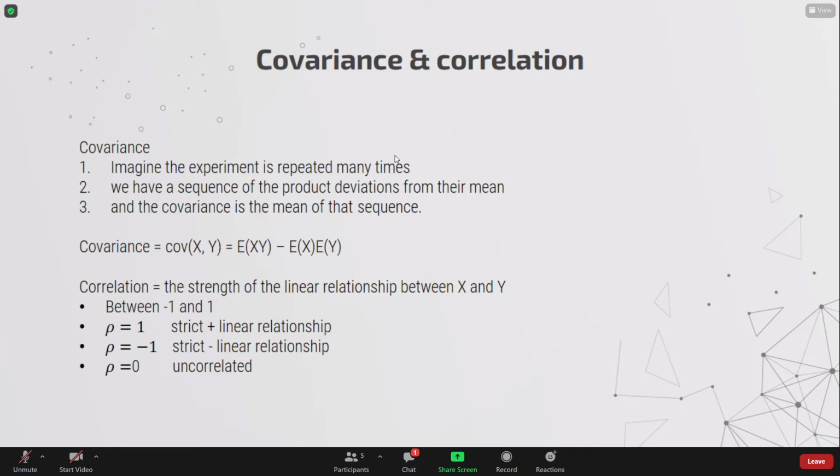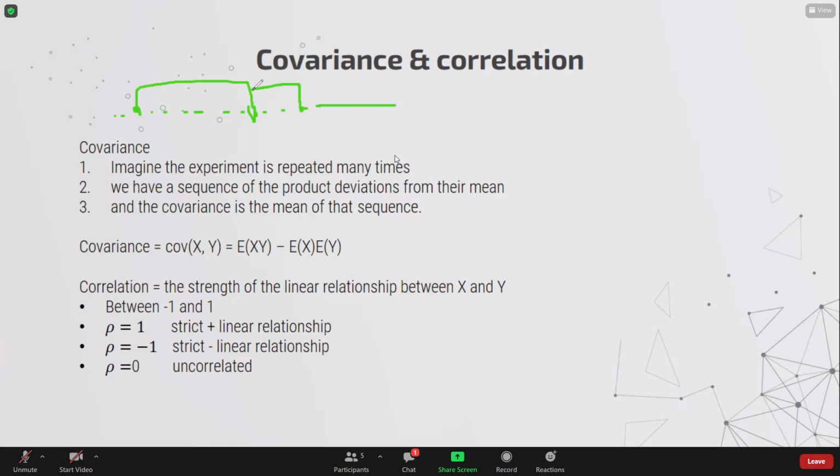Let's imagine we have a sequence of some numbers. That's all the outcomes that we have from the experiment, let's say. And for example, we have here the mean in the middle. But we know that not all outcomes are close to the mean. We have some distance. For example, if we have an outcome here, it's too far away from the mean. But that outcome here is not that far. So the covariance represents just the mean of all those deviations.